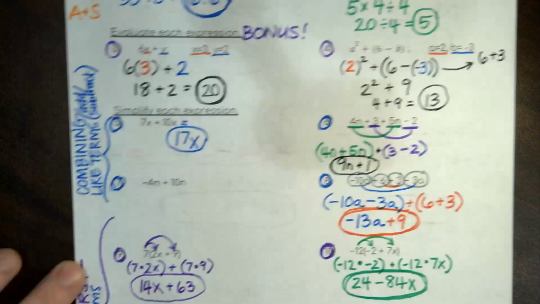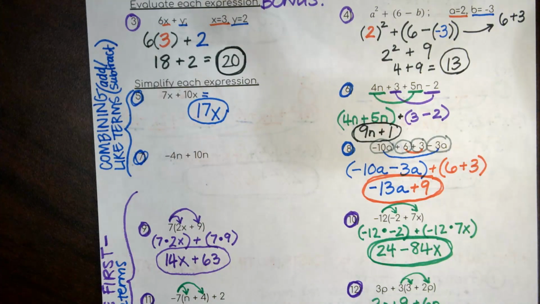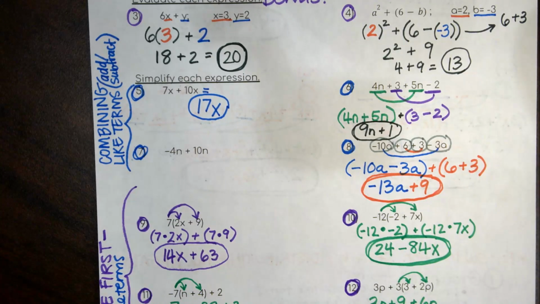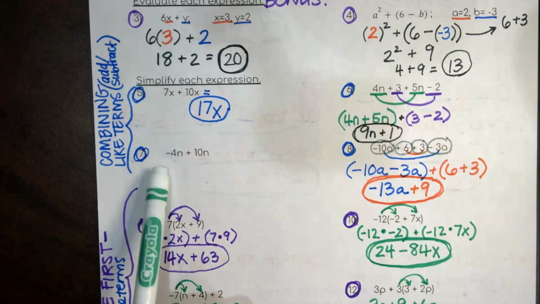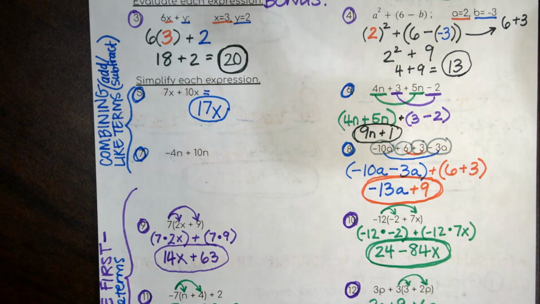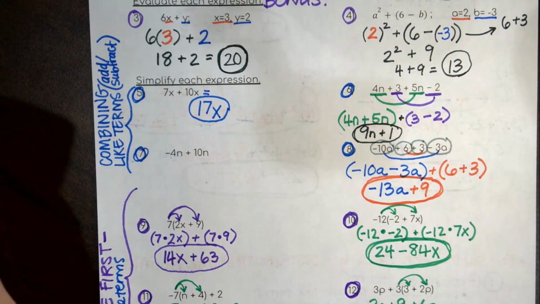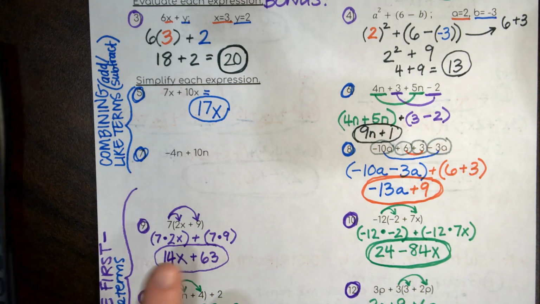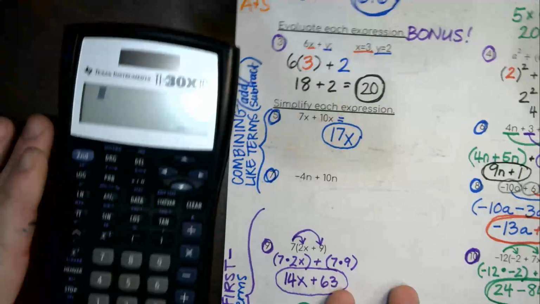Okay, let's do 7. That's our last one, guys. We have negative 4n plus 10n. What's the situation here? What are we doing exactly? Yeah, we are subtracting. Whenever you add a negative, you're just subtracting. Now, if you don't want to think of it like that, you could also just type this in your calculator and ignore the n's for a minute.